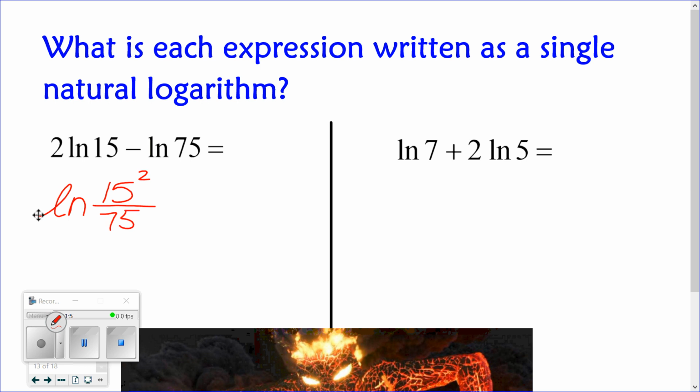Is it possible I can clean that up some? Yeah, what's 15 squared? 225. So natural log of 225 over 75. Does that simplify? That is 3. Natural log of 3. Is that a nice, pretty answer? Natural log of 3? If you type it in your calculator, can it just give me one number for an answer or no? No, that's not pretty. So we'll go ahead and leave it here.